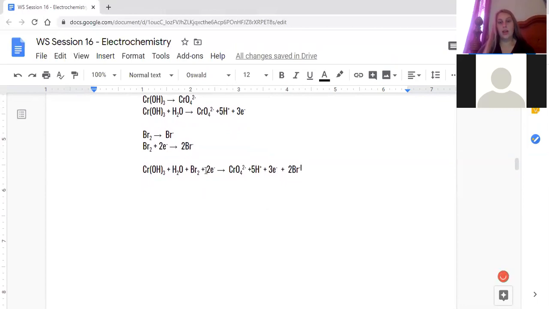And first off, we need to look at it and make sure you have the same number of electrons on both sides. So we have 2 electrons on this side and 3 on this side. So we're going to multiply this whole side by 2. Oops. And we're going to multiply the other side by, oh no, 3. Apologize. Okay, this one by 3, and this one by 2 in order to make those equal.